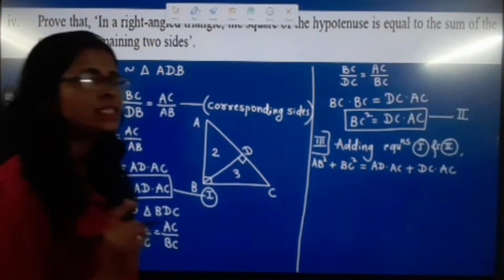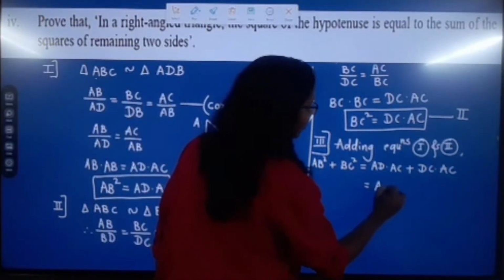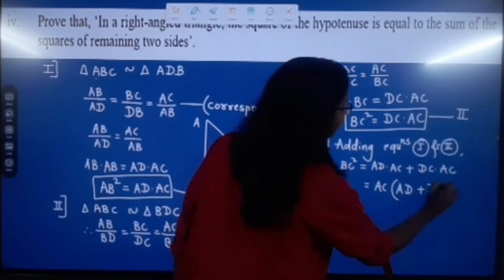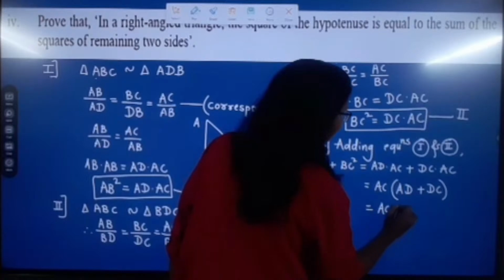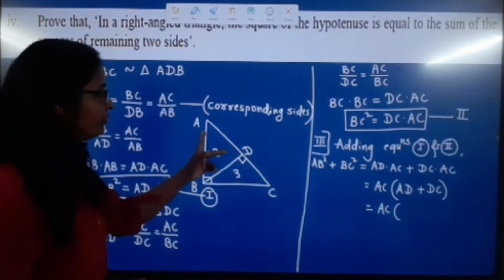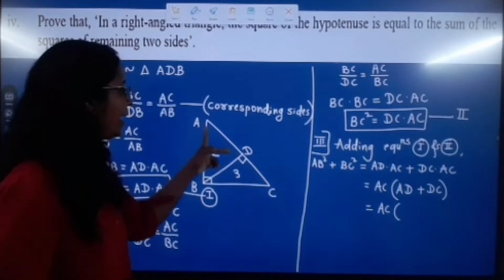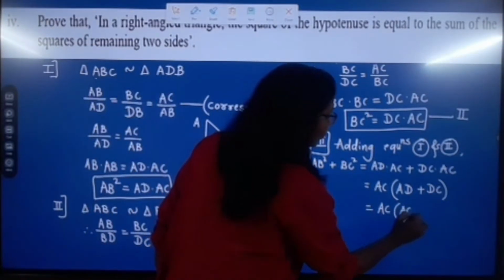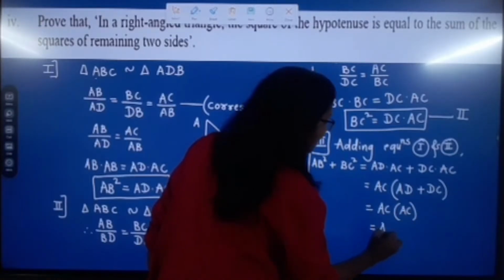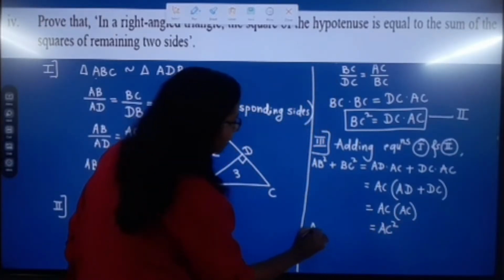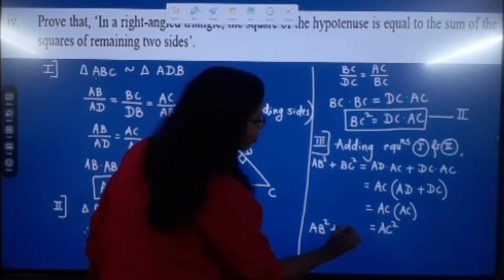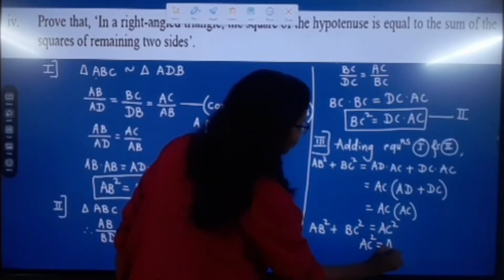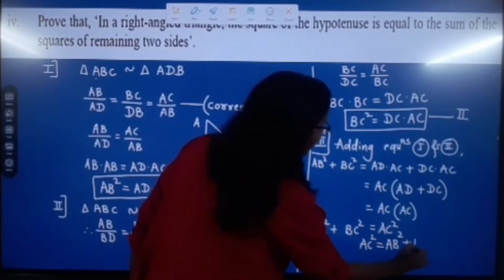Okay. So now AC is common from this. So AC multiply AD plus DC. See in the figure, students, AD plus DC means AC. So here I write AC. So AC multiply AC means AC square. So AB square plus BC square is equal to AC square. That means AC square is equal to AB square plus BC square.